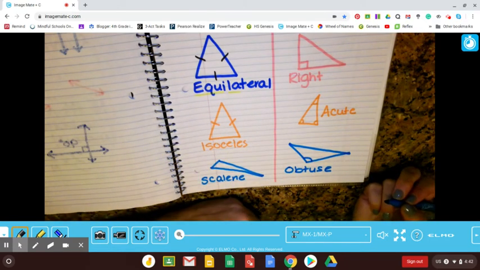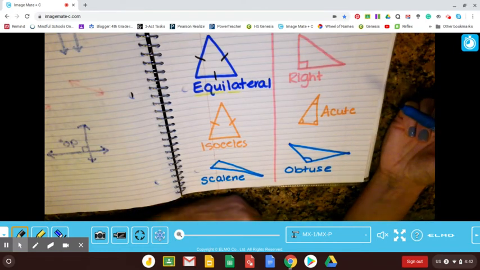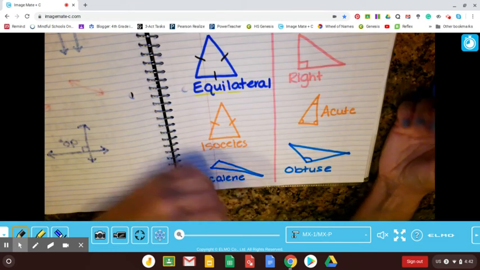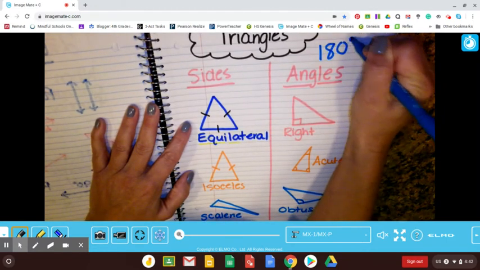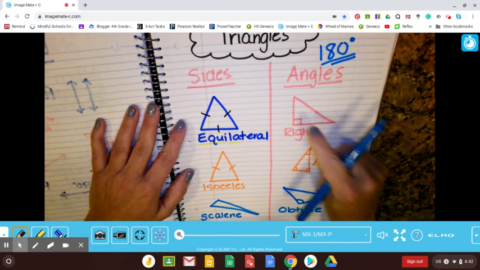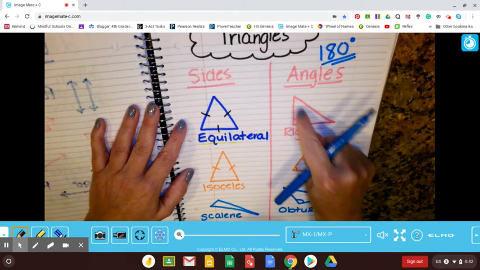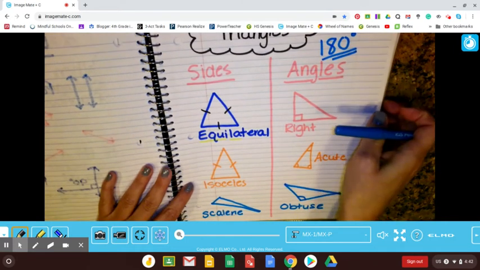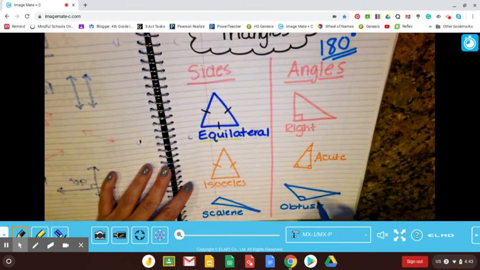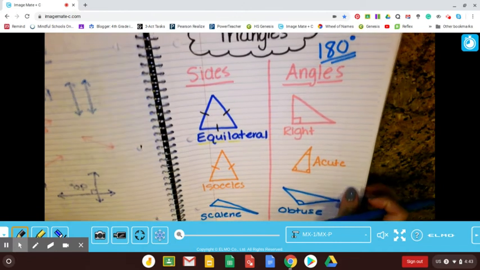And the reason for that is because all of a triangle, and this is for every triangle in the entire world, a triangle's interior angles will always add up, I'm going to write this on the top, to 180 degrees. And so if we were to add the interior angles, 90 plus whatever that is, plus whatever that is, it's always going to add up to 180 degrees for every single triangle that exists. And that's a really cool thing about triangles.